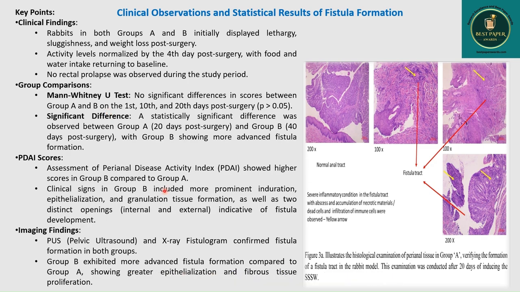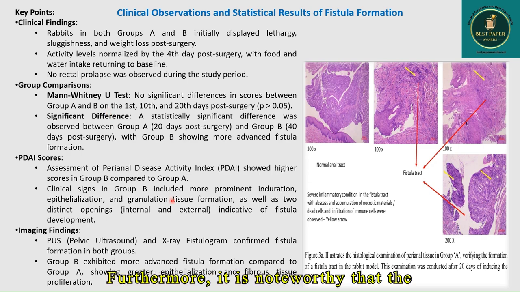formation is concerned. Furthermore, it is noteworthy that the rabbits allocated to group B exhibit a more conspicuous manifestation of fistula formation, characterized by discernible epithelialization, granulation, and fibrous tissue proliferation 40 days post-induction, in contrast to the comparatively subdued outcomes observed in group A. These empirical observations collectively infer the superiority of the employed modeling in contrast to the methodological approach adopted in group A.